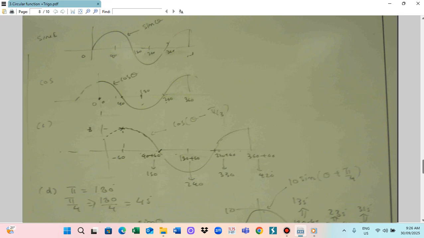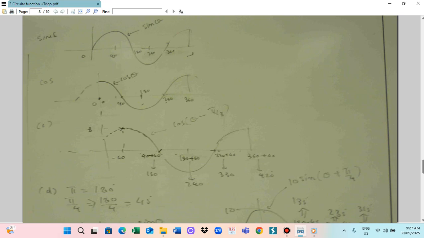Cos theta minus 60 means that the cos magnitude is not at its maximum at the point 0. For the cos theta graph, at the angle 0 degrees, the cos magnitude is maximum. But for cos theta minus 60, at 0 degrees the value is not maximum. It is maximum only at 60 degrees. So this means we have to draw this one here.